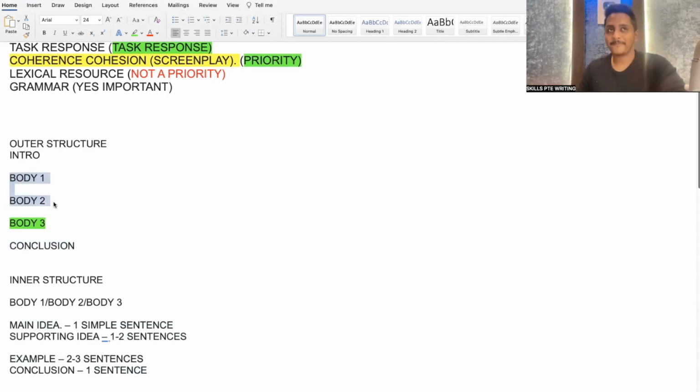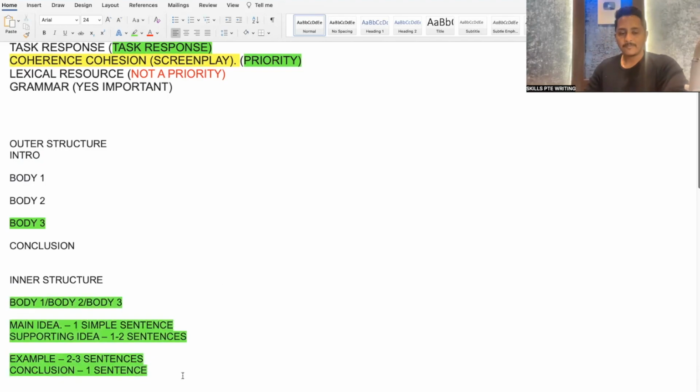This is the guide. Body 3 will not be there for every question. It's body 1 and body 2. This is the inner structure. The same way it comes for body 2, the same way it comes for body 3.